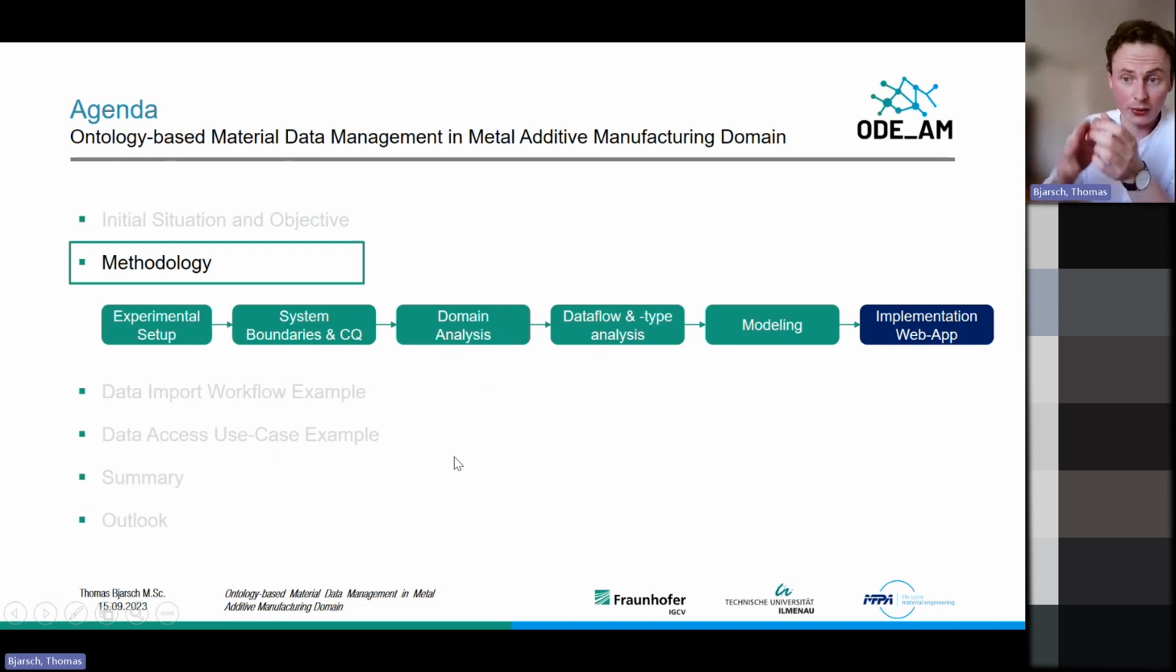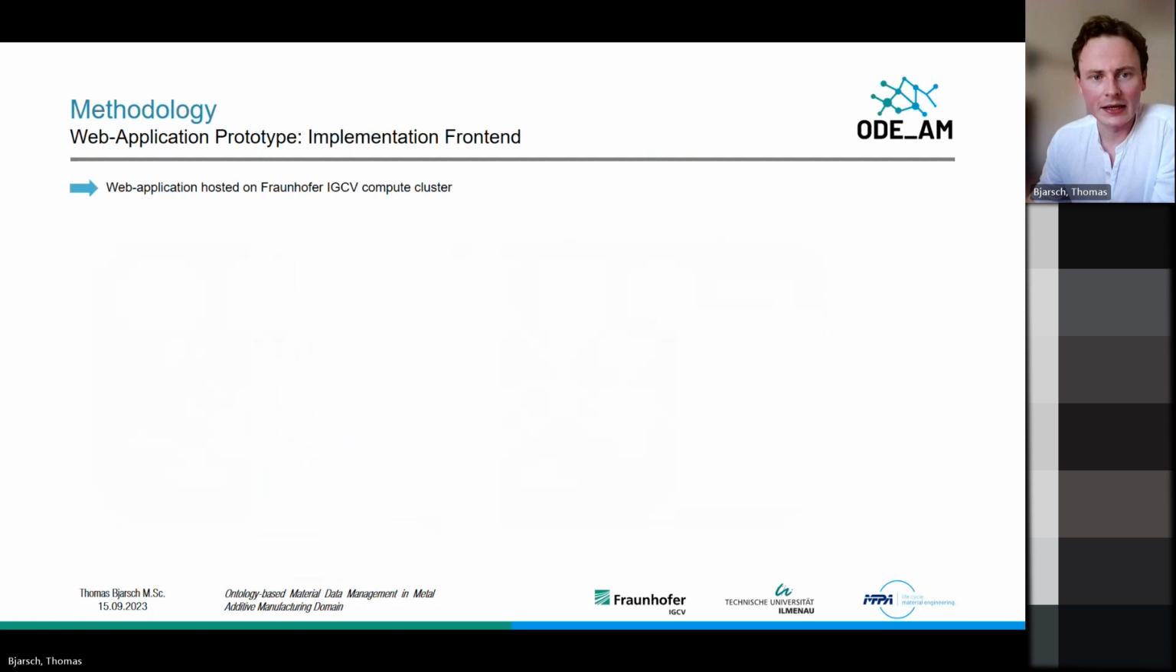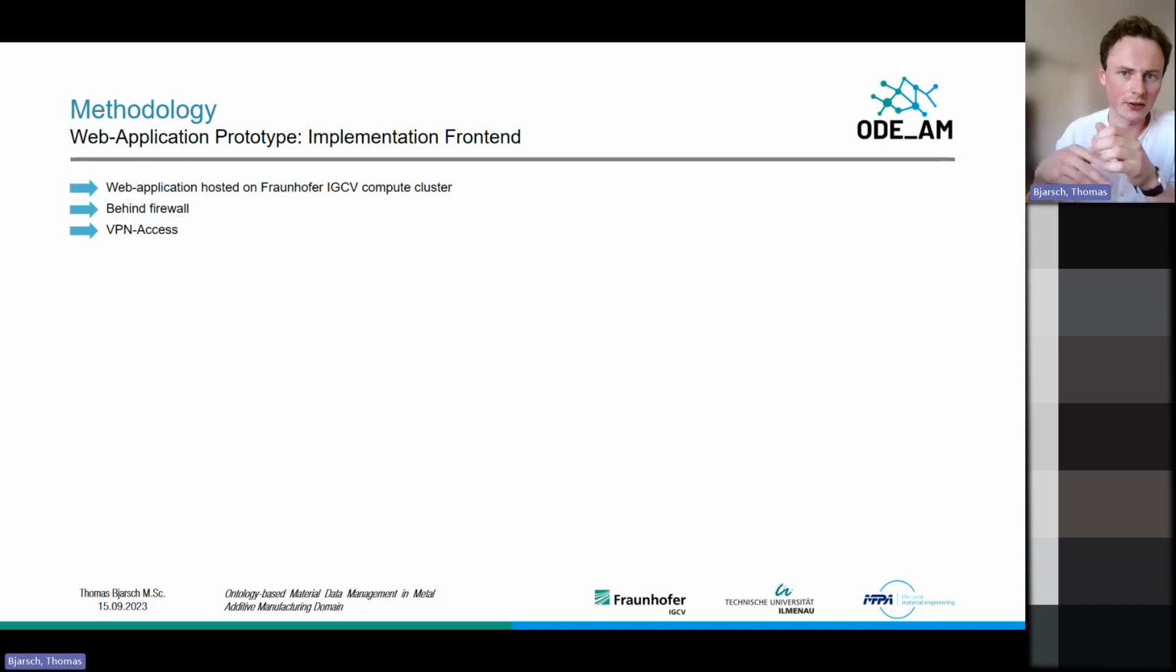So we have the modeling, we have the digital part ID. Now we come to the implementation of the web app. Currently it's running on the Fraunhofer IGCV compute cluster, and you need a user account in order to access it, because of course you can also add a lot of incorrect stuff there, and not all people are nice. So currently you need a VPN and user account.